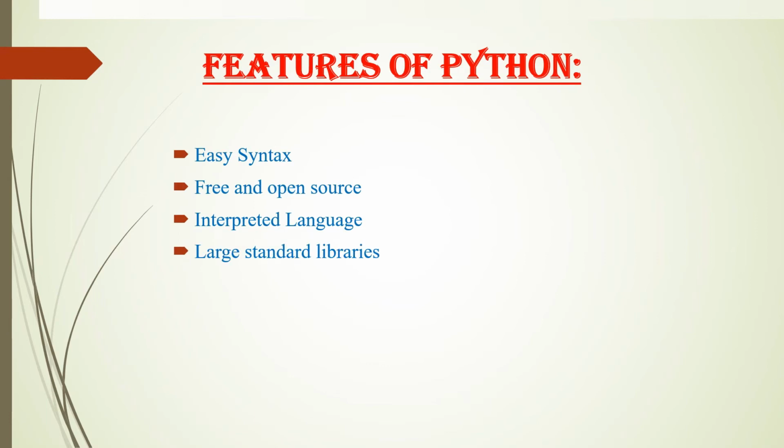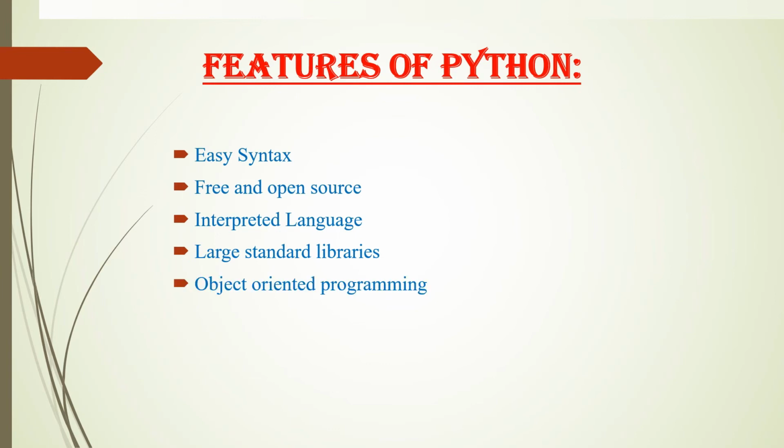4. Large standard libraries. It provides a vast range of libraries for various fields such as machine learning, web development and also for scripting. There are various machine learning libraries such as TensorFlow, Pandas, NumPy, etc. Django, Flask, Pyramid are the popular frameworks for Python web development.